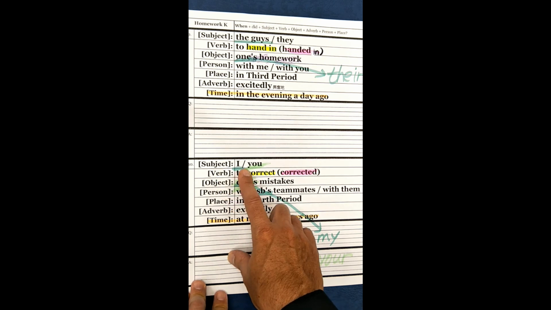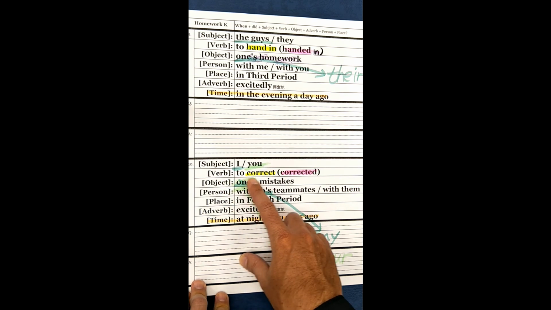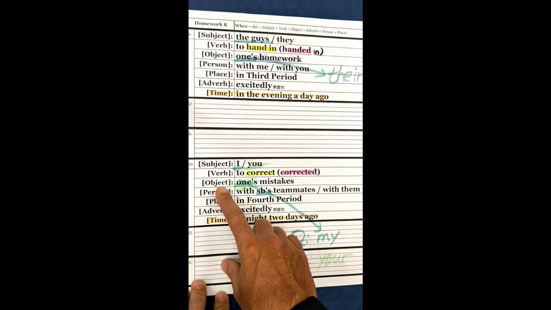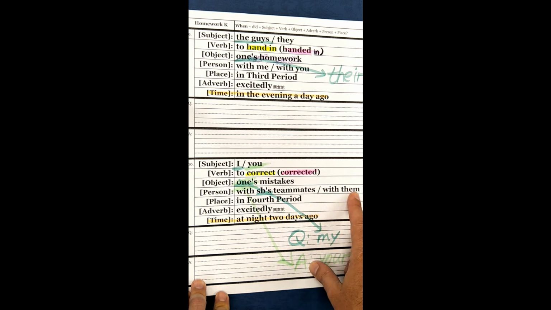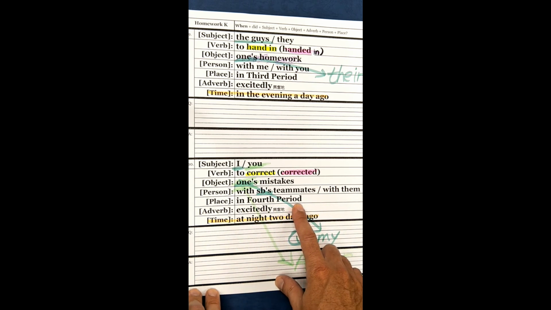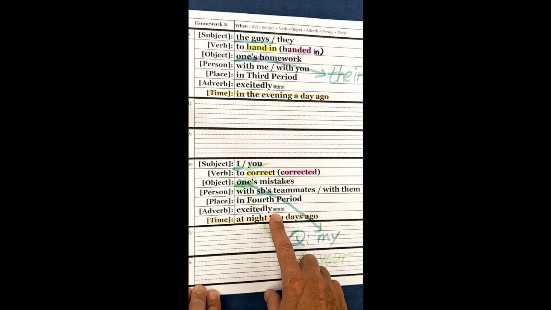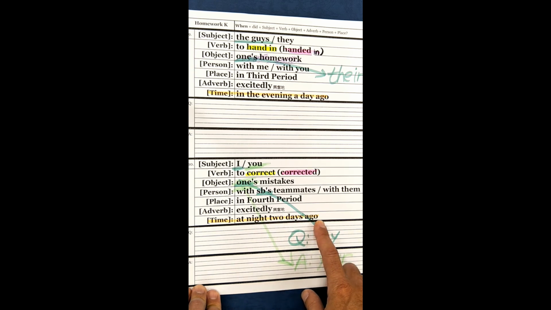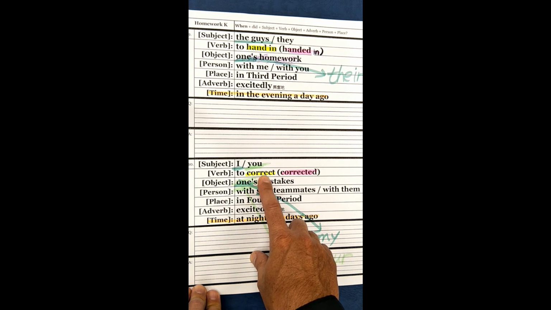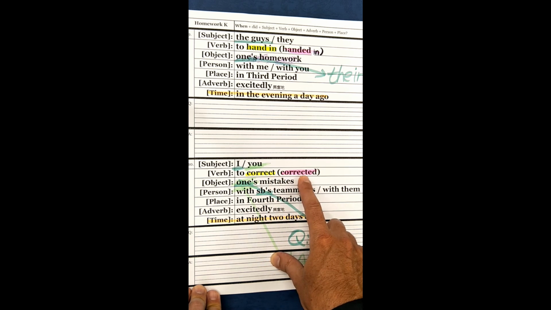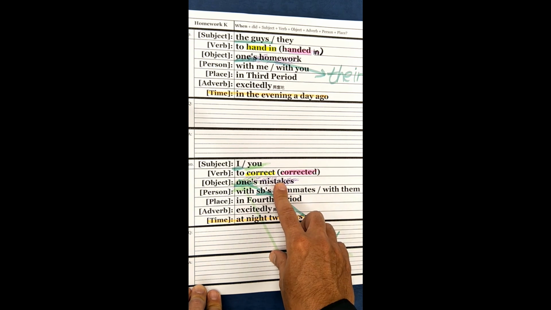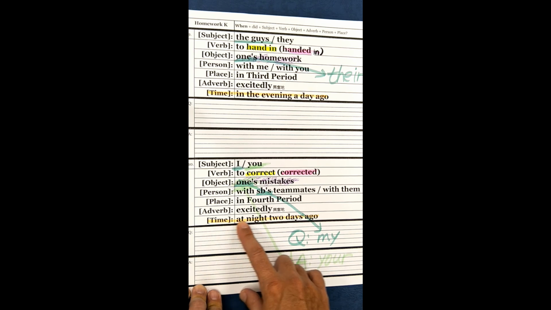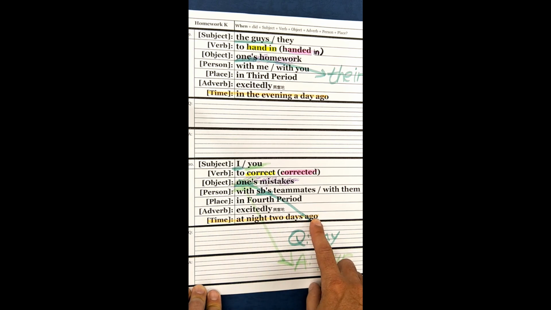Number 10. Subject, I, you. Verb, to correct, corrected. Object, one's mistakes. Person, with somebody's teammates, with them. Place, in fourth period. Adverb, excitedly. Time, at night, 2 days ago. Color, correct, yellow. Color, corrected, pink. Color, one's mistakes, purple. Time, at night, 2 days ago. Color, orange. This is the answer.